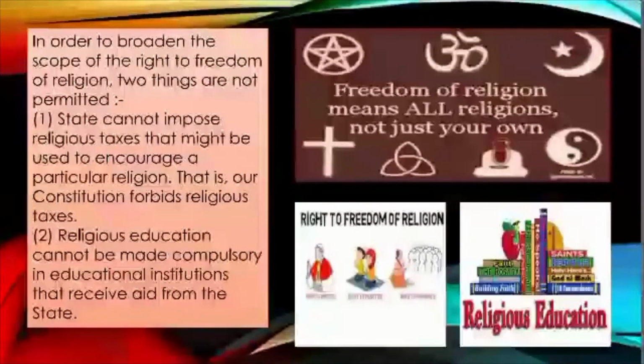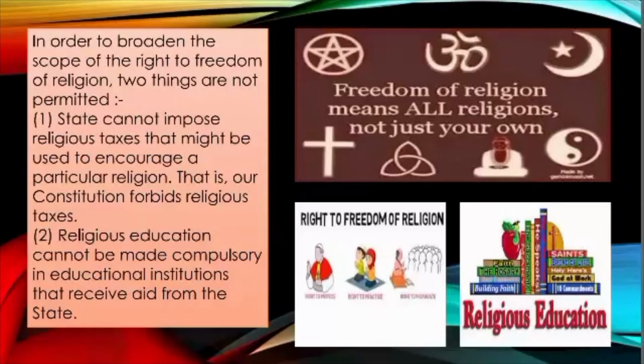In order to broaden the scope of the right to freedom of religion, two things are not permitted by the Constitution. State cannot impose any kind of religious taxes that might be used to encourage a particular religion. Our Constitution had forbidden these religious taxes. That means no taxes are there based on any kind of religion. Religious education should also not be made compulsory in educational institutions that receive aid from the state.